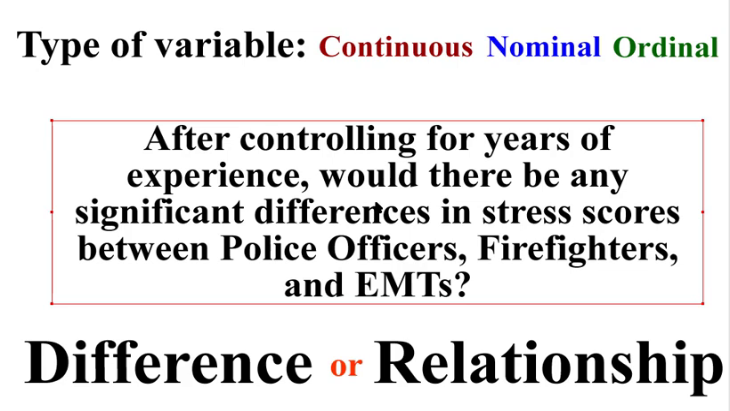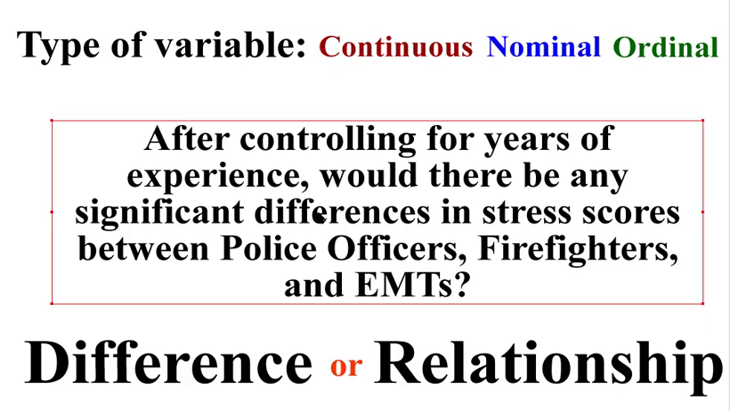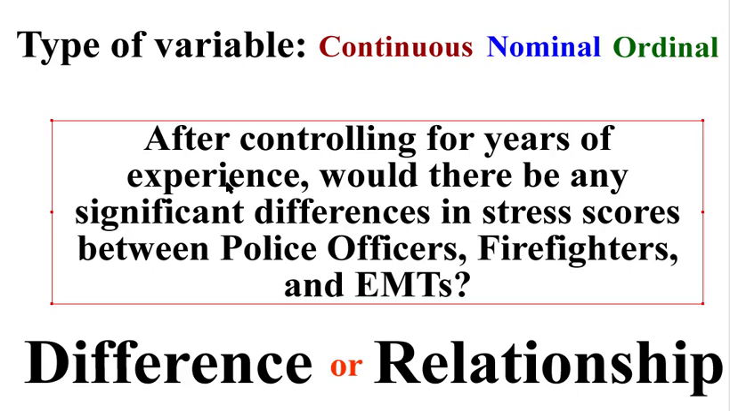Now, there is another trigger word here. It's the controlling. Controlling. That is a trigger word. You're going to control for a variable. And when you control for a variable, we call that variable a covariate. A covariate. By definition, a covariate has to be a continuous variable when used in the ANOVA test, the analysis of variance. So we're going to control for years of experience.